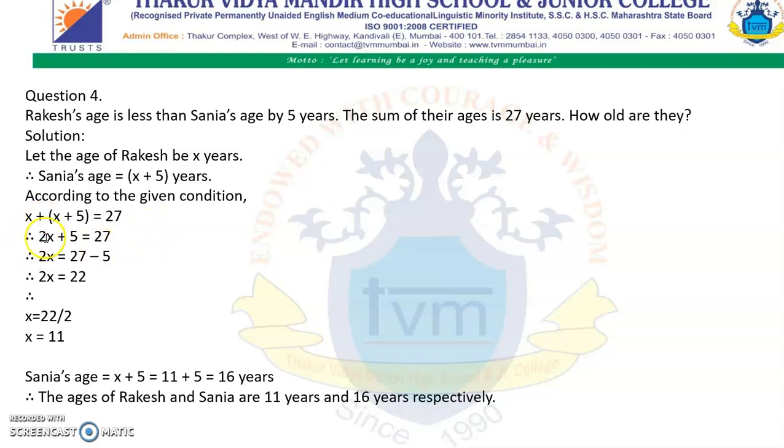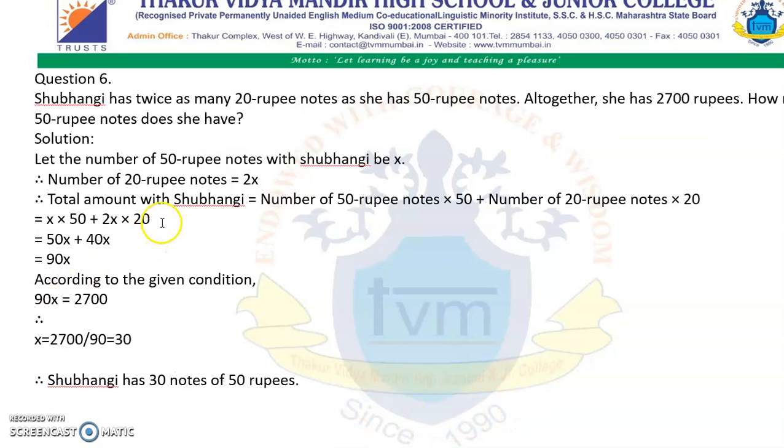27. When we open the bracket, x plus x, 2x plus 5 equal to 27. 2x, 5 is coming to this side, it will become minus. 2x equal to 22. x equal to 22 upon 2. We are getting x equal to 11. Substitute the value of x equal to 11 in the age of Sania. Sania's age is what? x plus 5. So 11 plus 5 is what? 16 years. Therefore, the ages of Rakesh and Sania are 11 and 16 years. Same way, you have to solve this type of question.